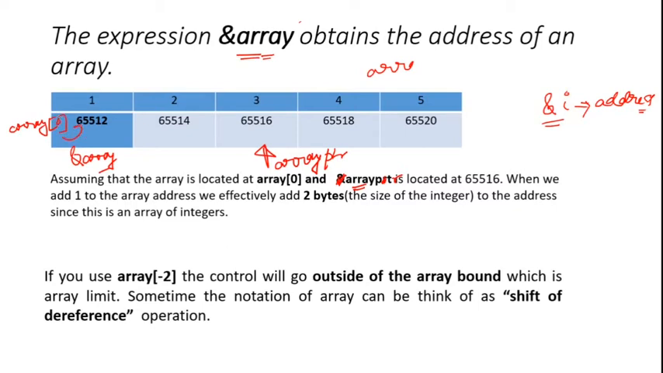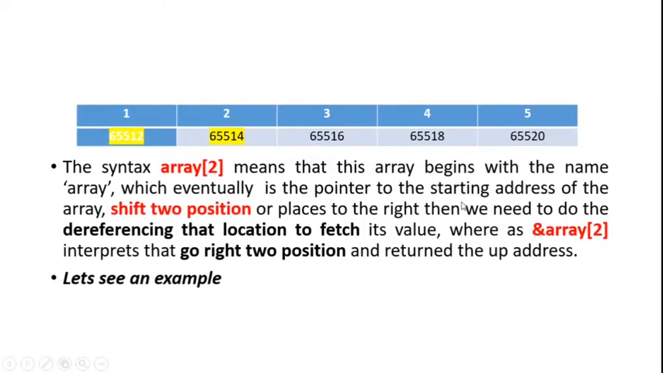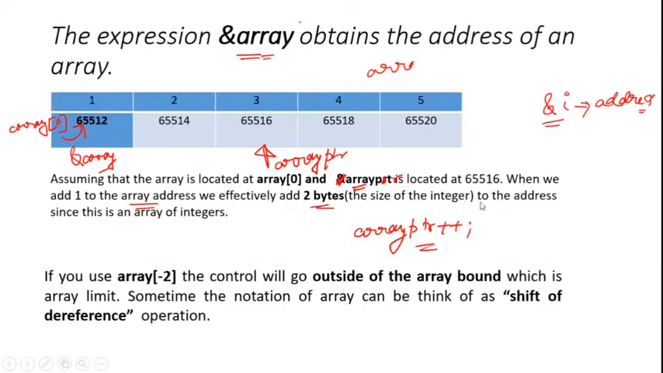This is my base address, and my array pointer can be sliding anywhere because it's a contiguous memory location. When we add 1 to the array address, we effectively add 2 bytes. So when you increment the pointer, array ptr plus plus, we effectively increment by one element.